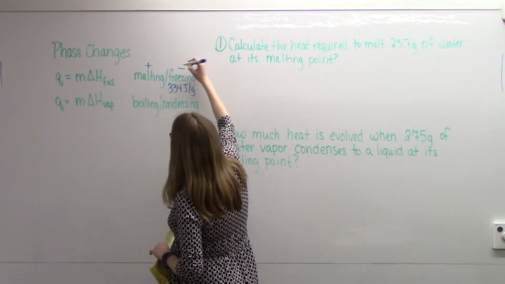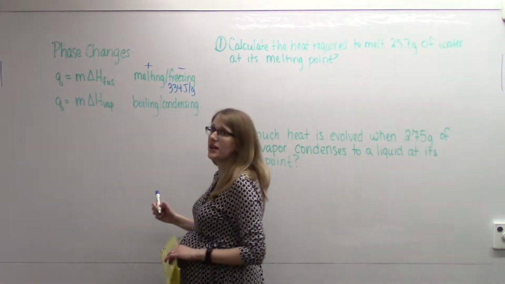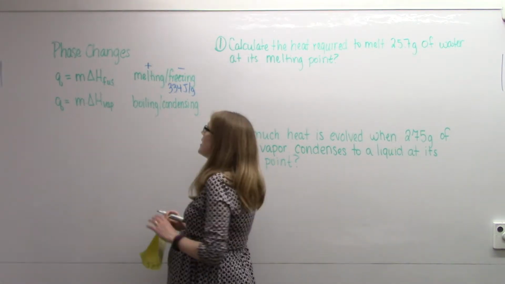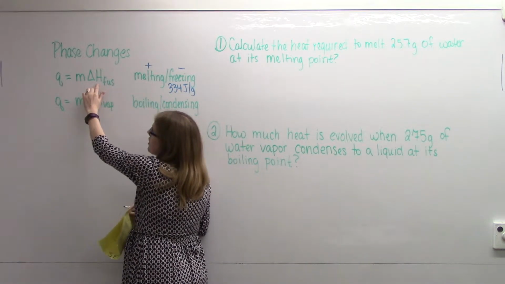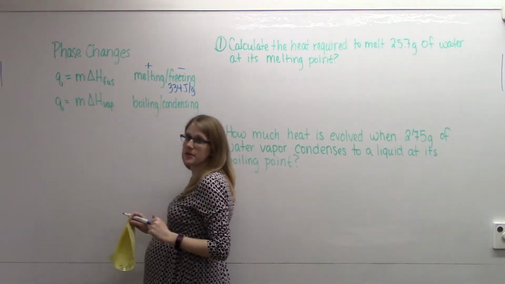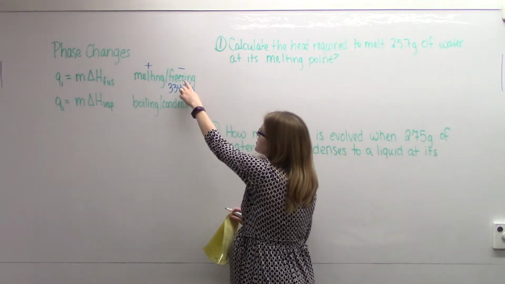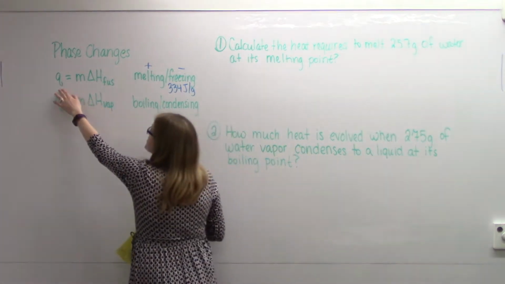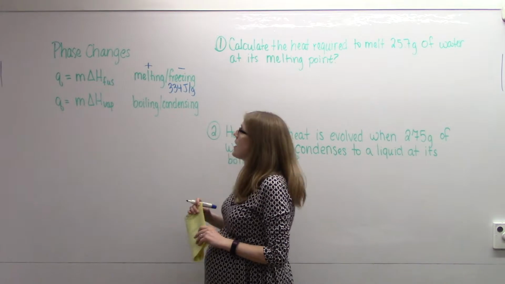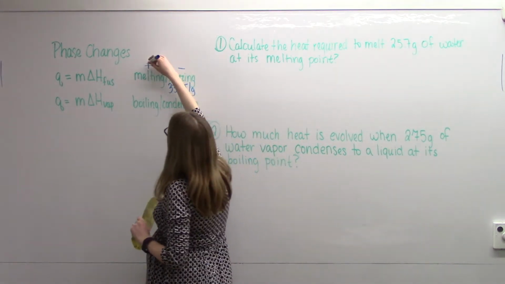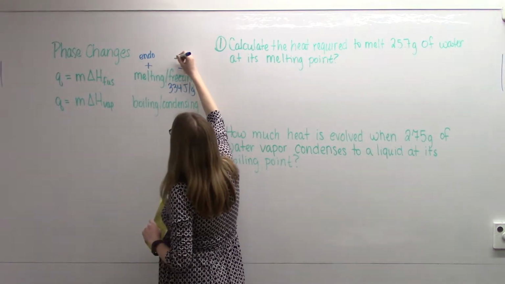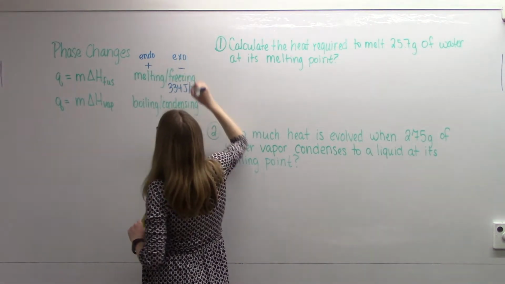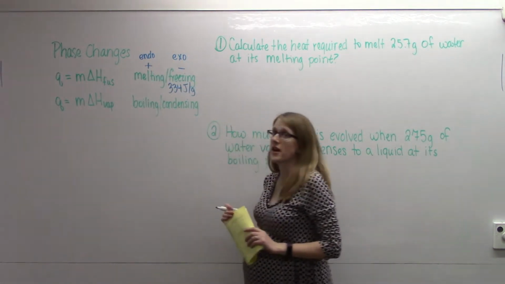So the important thing here is you're going to need to determine what the sign is. If you have melting, you're going to use a positive number here, and it's going to give us a positive answer. If you're freezing, you're going to use a negative number, and it's going to give us a negative answer. And remember, delta H positive is endothermic, whereas delta H negative is exothermic. So you need to make sure that you know that as well.